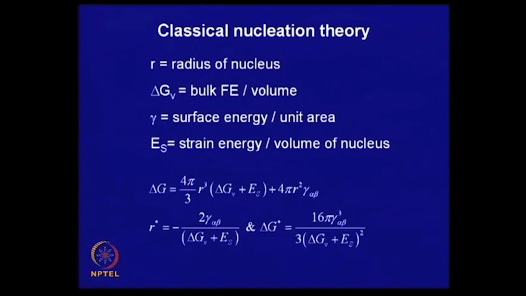Now, a quick look at this: if r is the radius of the nucleus, this is the bulk free energy per unit volume, this is the gamma, and you can quickly write this. And I will leave it to you, because it is exactly the same procedure.